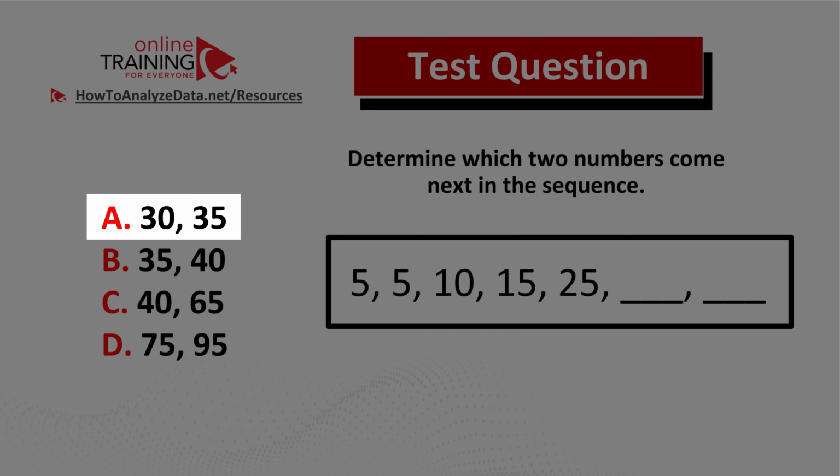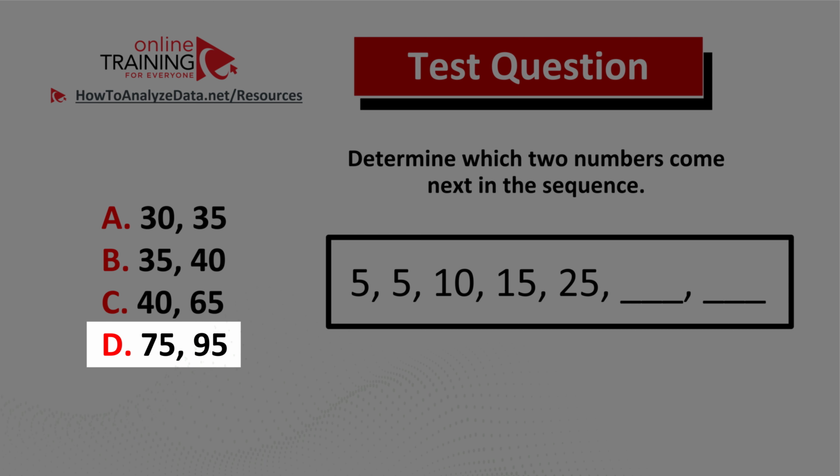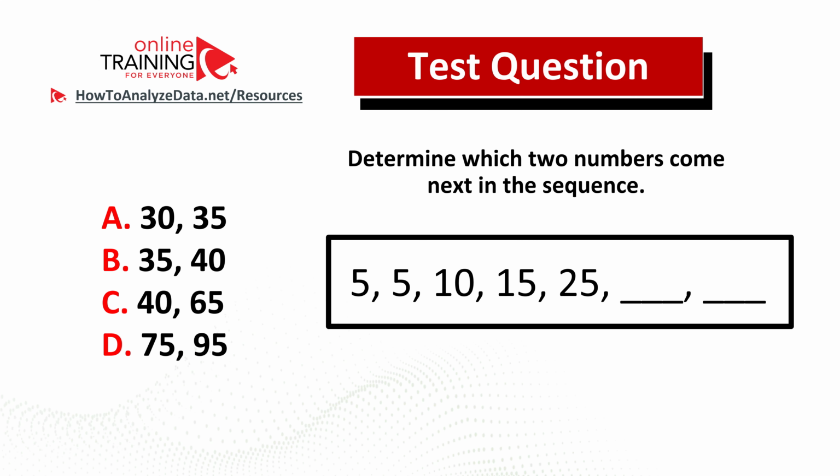Choice A, 30 and 35. Choice B, 35 and 40. Choice C, 40 and 65. And choice D, 75 and 95. Do you think you know the answer?